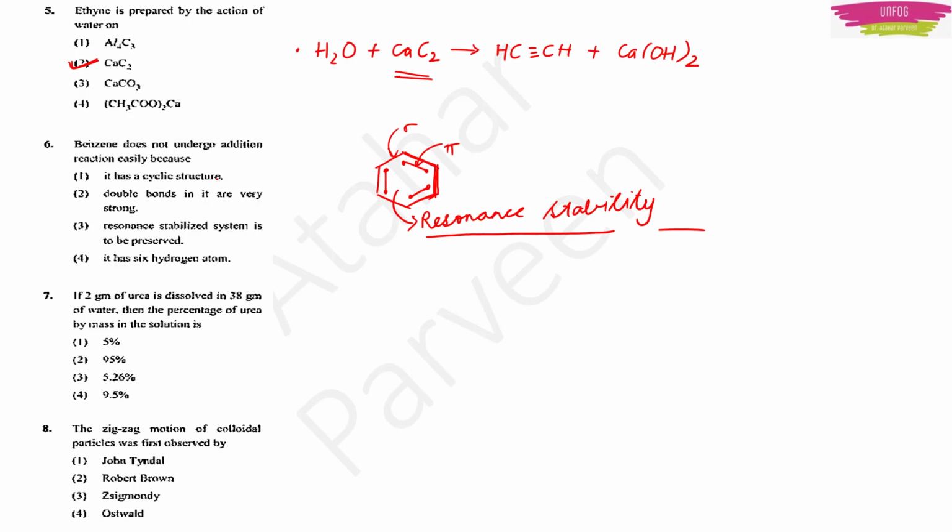So is there any option matching? It has a cyclic structure, double bonds in it are very strong, resonance stabilized system is to be preserved, it has 6 hydrogen atoms. So here the correct option is resonance stabilized system is to be preserved. Okay.